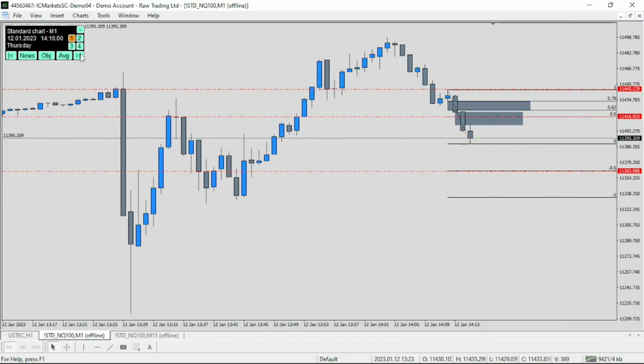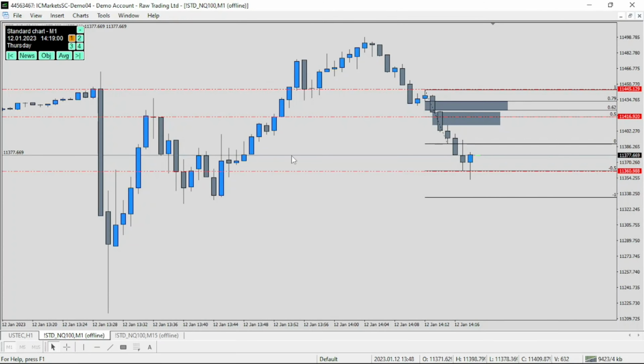So let's see what price is going to do. Nope. Okay, so you can see price just continued extending without getting back to our entry point. So at this point, we are just going to delete everything and start looking for another trading setup.